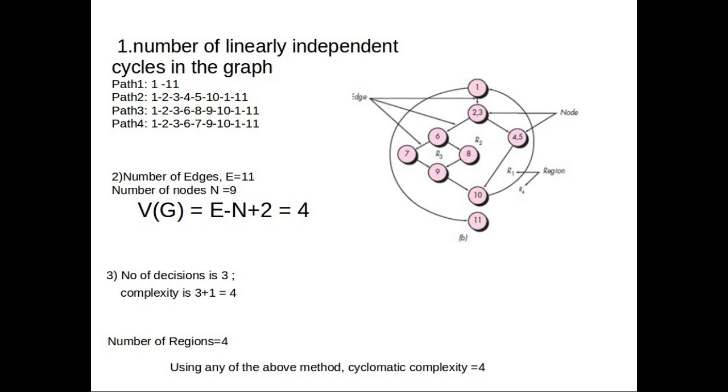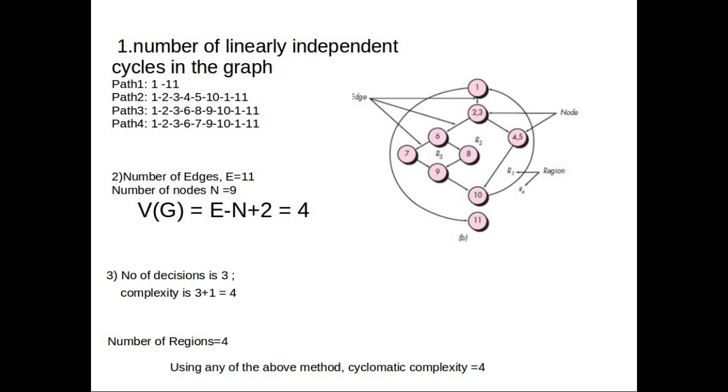An independent path is any path through the program that introduces at least one new set of processing statements or a new condition. When stated in terms of a flow graph, an independent path must move along at least one edge that has not been traversed before the path is defined. As an example, a set of independent paths for the flow graph is illustrated here.